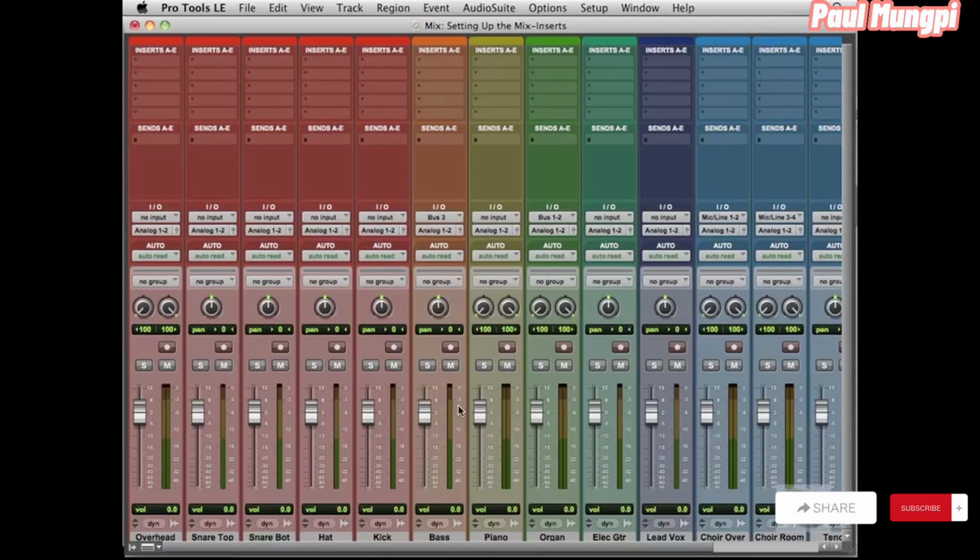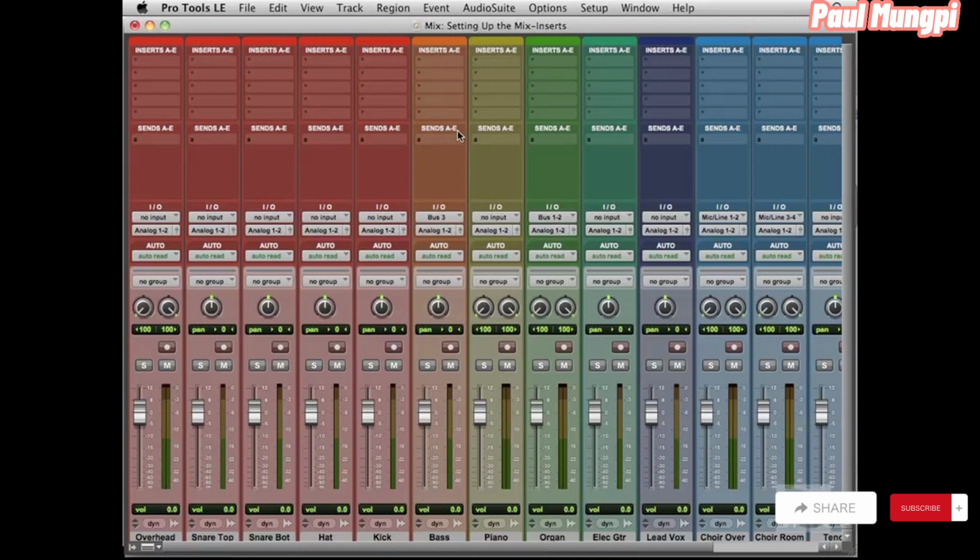Inserts. Okay, so we talked about what signal flow and routing is, and inserts are one of the most important aspects of signal flow and routing in doing a mix. Now, there's a couple things that we more commonly use with inserts, and those are going to be our EQ processing and our compression or dynamics processing. And the reason for that is because those two really benefit from the fundamental difference between inserts and auxiliary sends.